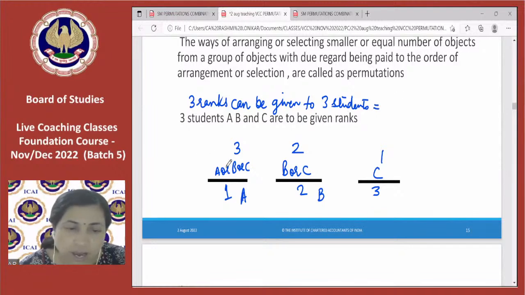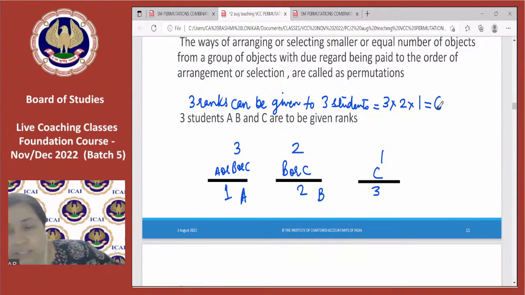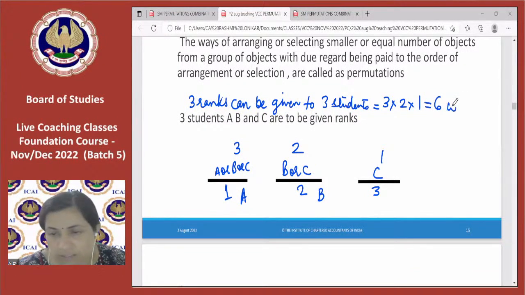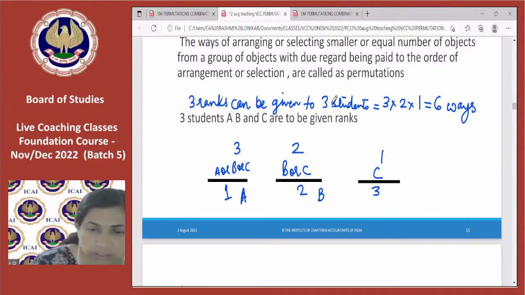How many students are available for the first rank? 3. For the second rank, 2. And for the third rank, 1. So 3 into 2, 6. 6 into 1, 6. So there are 6 ways of giving 3 ranks to 3 students.